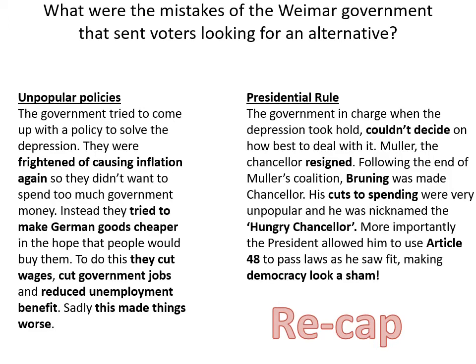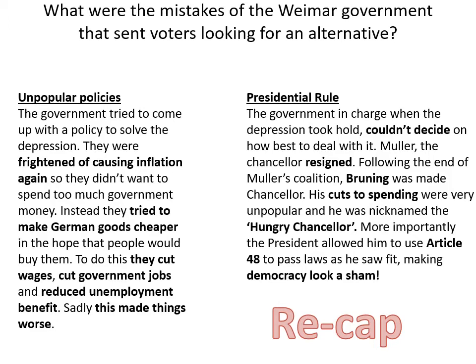And then we have presidential rule. The government in charge, when the Depression took hold, couldn't decide on how best to deal with it. Muller, the Chancellor, resigned, and following the end of Muller's coalition, Brüning was made Chancellor, and his cuts to spending were very unpopular, and he was nicknamed the Hungry Chancellor. Literally, the German people in this time were so poor that they were starving.